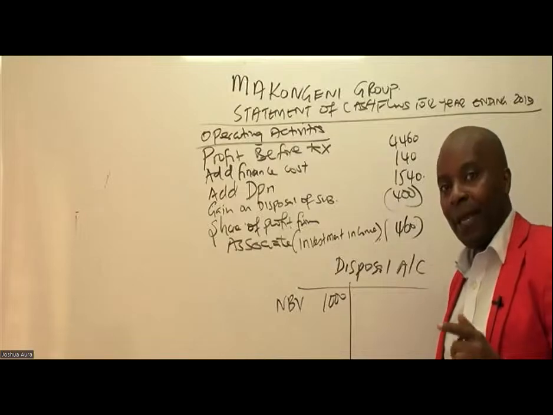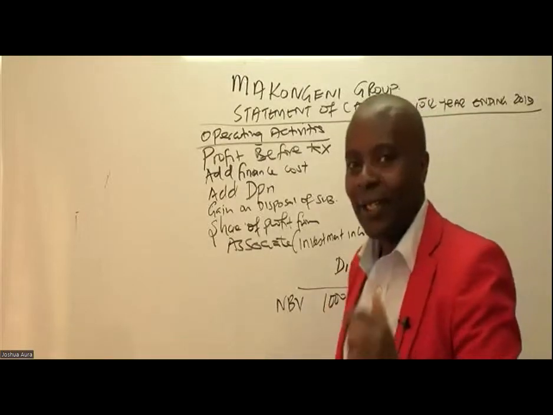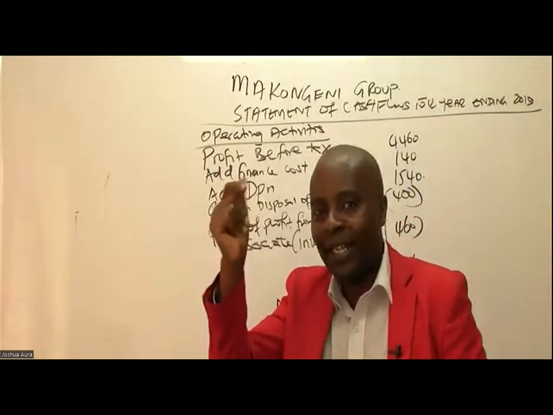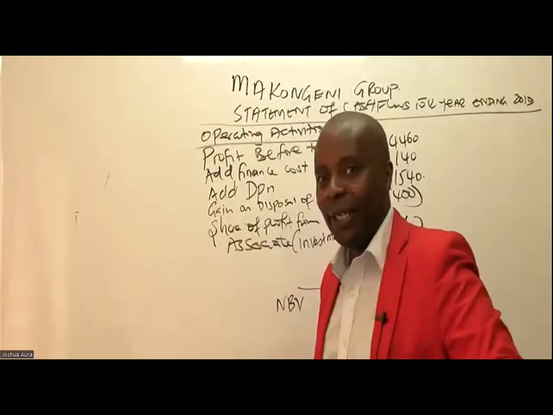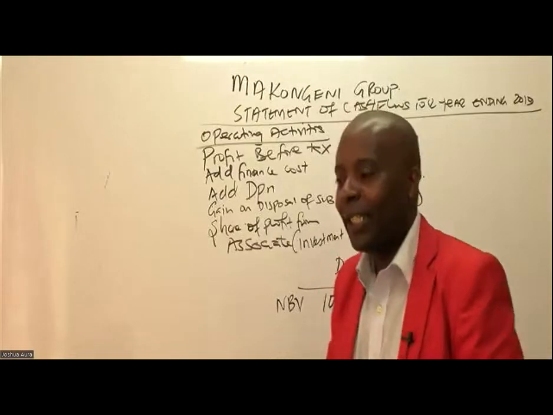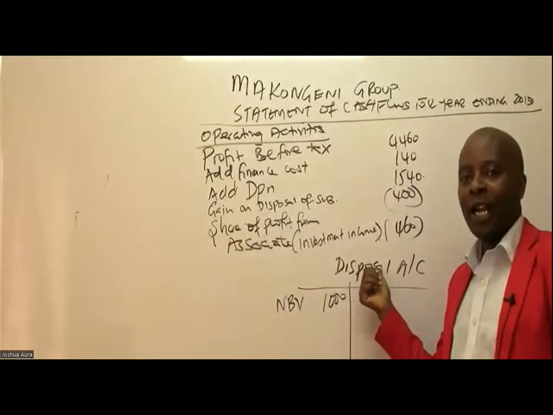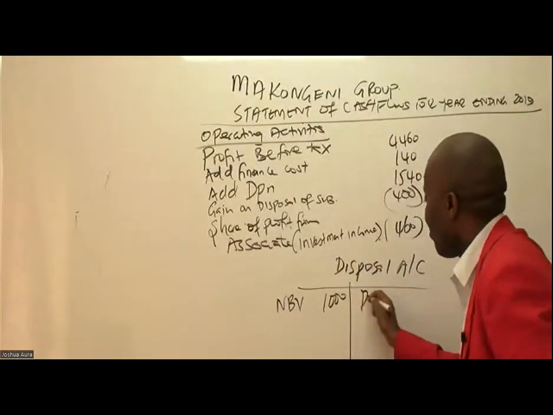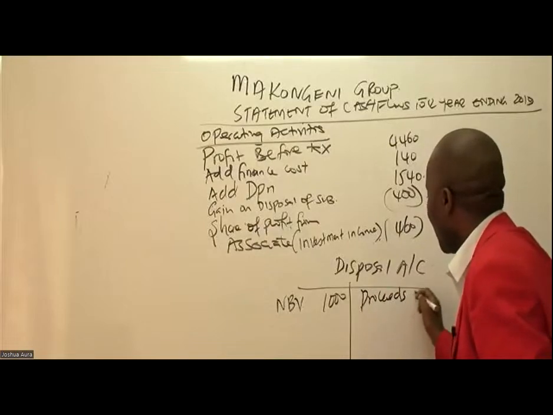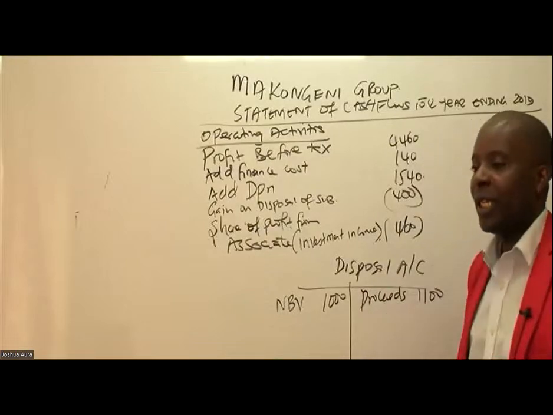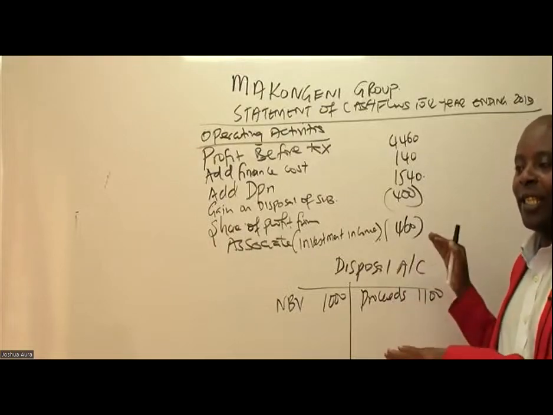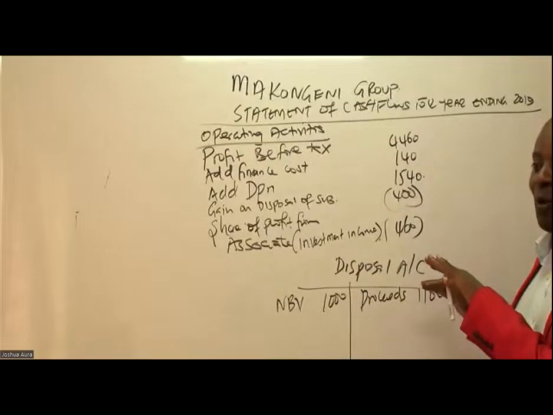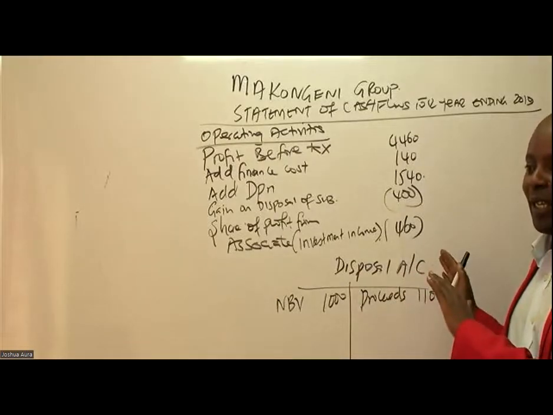Remember, when I dispose this asset, what am I going to get? Money. When I get this money, I debit the bank account, and then I credit the disposals account with proceeds. They're telling us in this case that they were able to get 1,100. So when you weigh this, is it going to be a profitable venture or a loss-making activity?